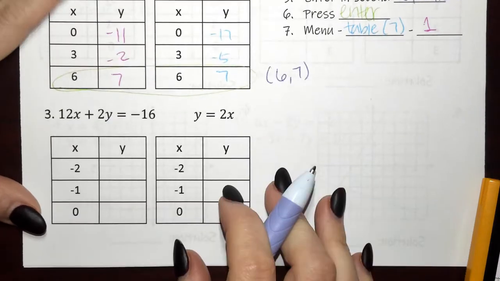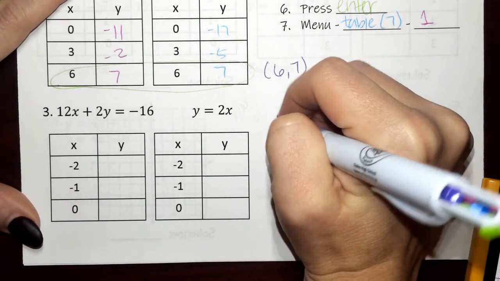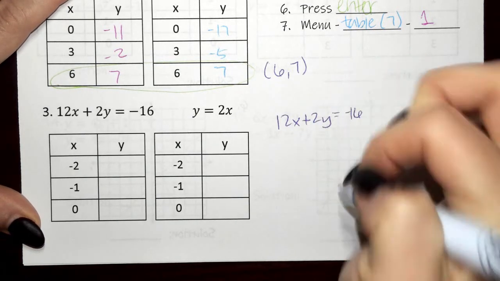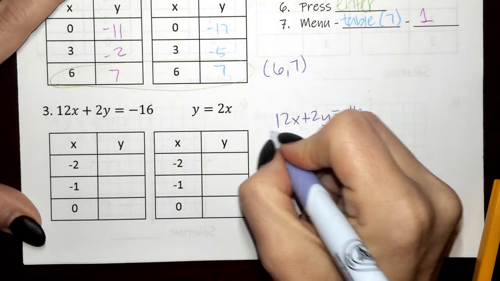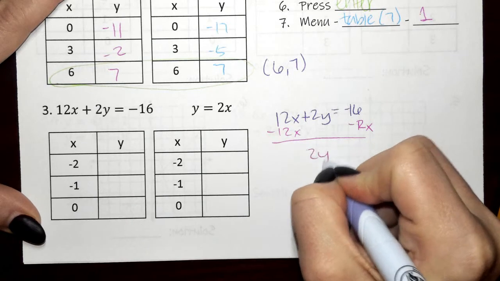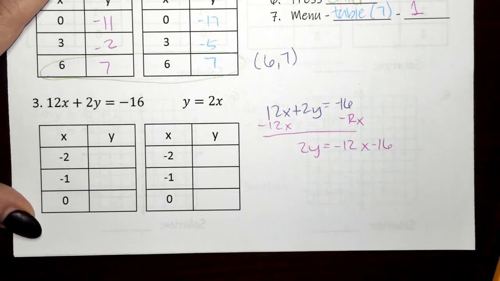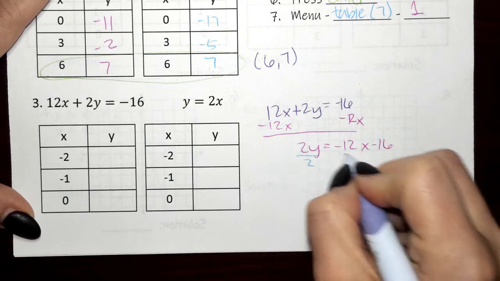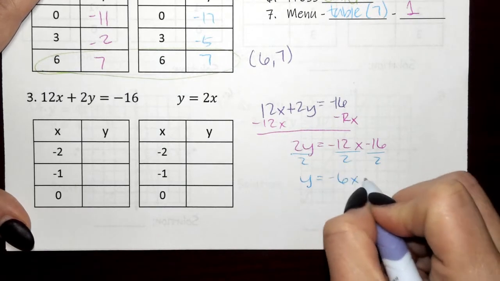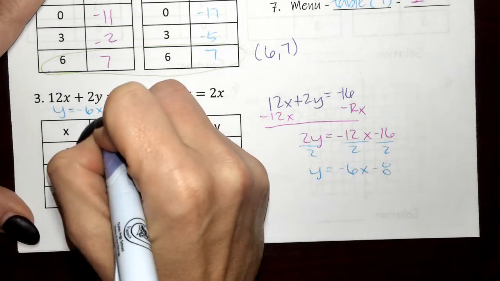Just the same thing over and over. If your equation is not written in slope-intercept form, you've got to get it into slope-intercept form. Remember, first step is always moving your x values, 12x. We got 2y equals minus 12x minus 16. Second step is always divide by what's in front of y. So y equals negative 6x minus 8.